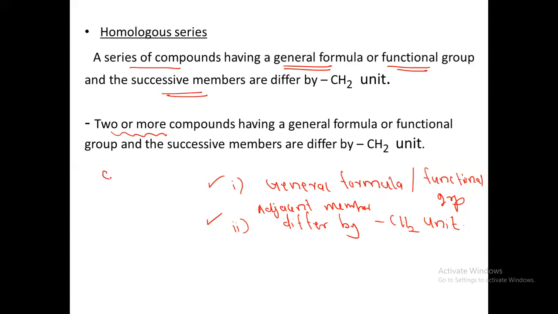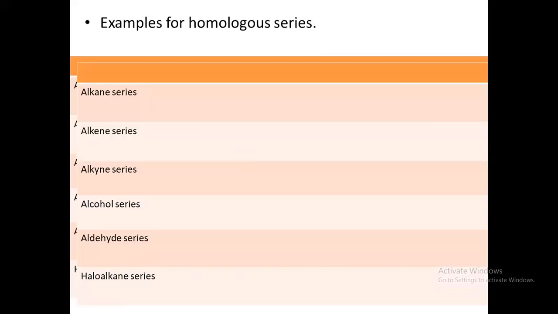For example, C2H4 and C3H6. You can see this is a homologous series, even though there are only 2 compounds. They belong to the alkene family, and the difference is CH2. So anything that satisfies this definition can be a homologous series. Clear? If you are asked for examples of homologous series, you can write any of these series.